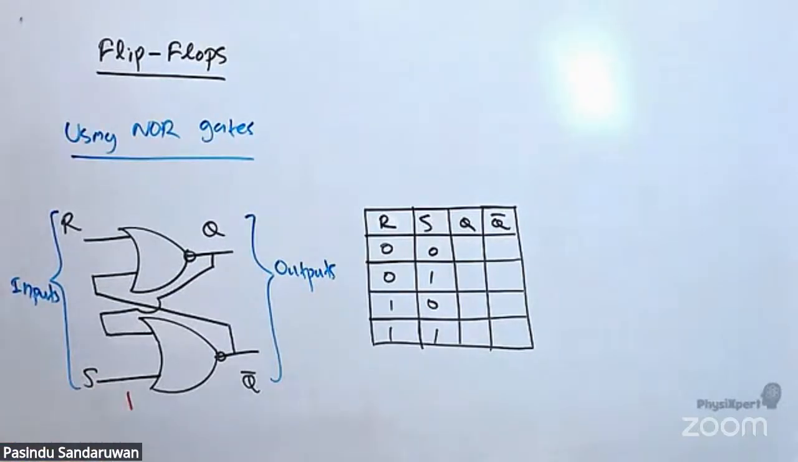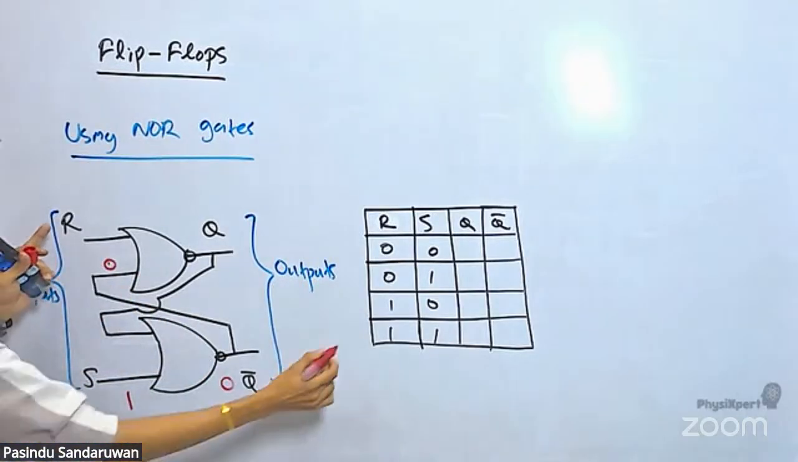When s is 1, 1 plus anything coming from here is 1. Then its bar is going to be 0. Then q bar becomes 0. If q bar is 0, now this 0 comes from here to here.